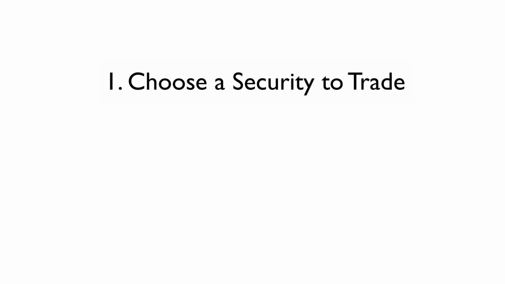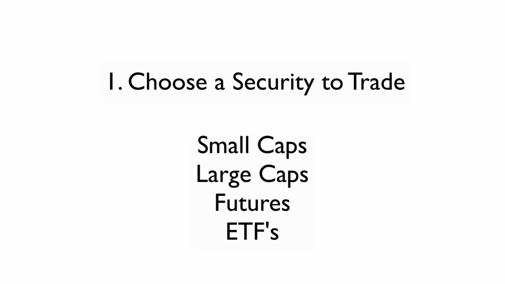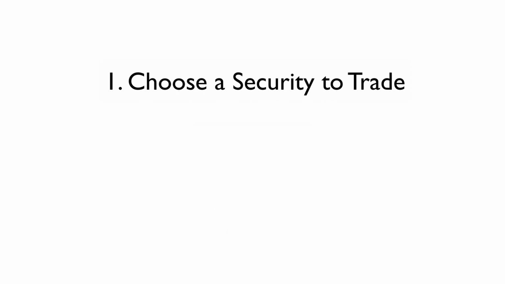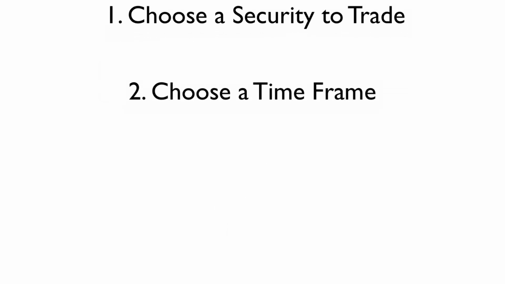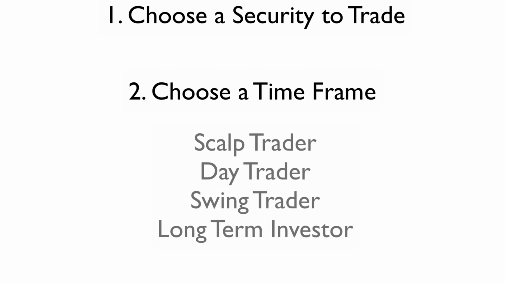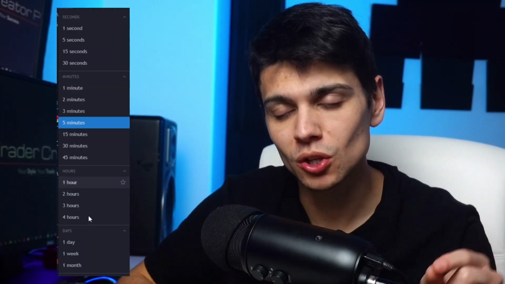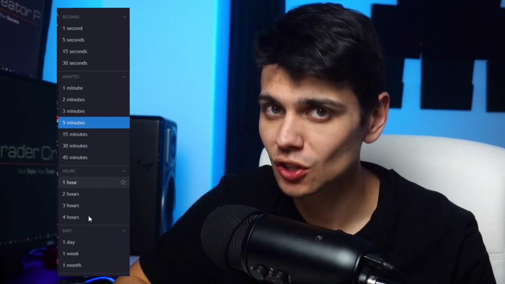All right, the first step is to choose a security to trade. That is either small caps, large caps, futures, or maybe you want to stick to the really liquid ETFs like SPY and the QQQ. Second is to choose a time frame. Do you want to be a scalp trader, a swing trader, a day trader, or a long-term trader? This will correlate with what time frames you will use on your charts with your strategy.